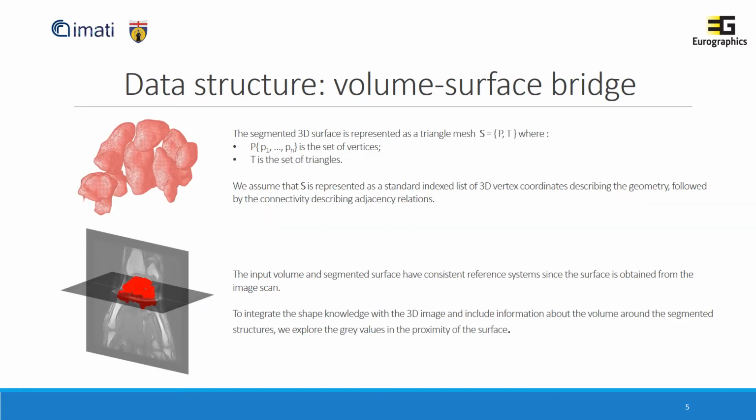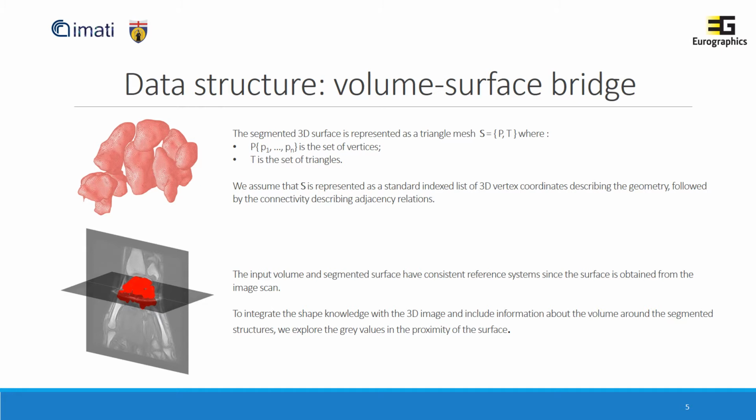On the other hand, the segmented 3D surfaces are represented as triangle meshes, composed by a set of vertices and triangles. We assume that the mesh is represented as a standard indexed list of 3D vertex coordinates, which describe the geometry, followed by the connectivity, describing the adjacency relations.